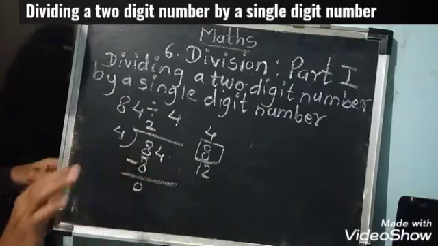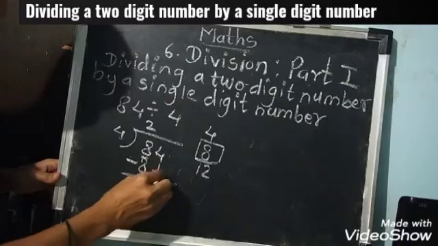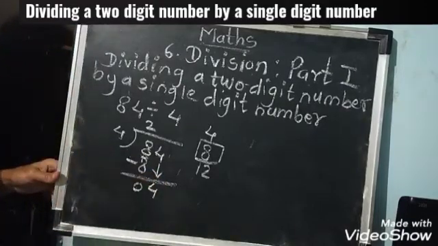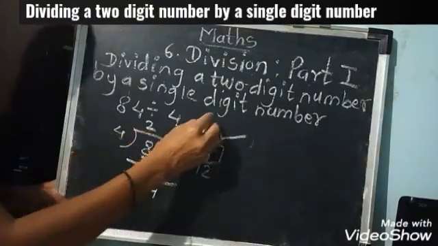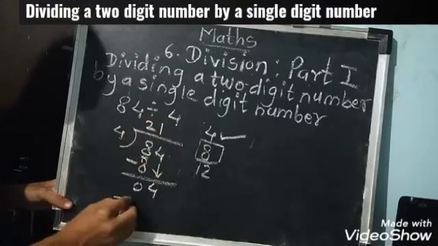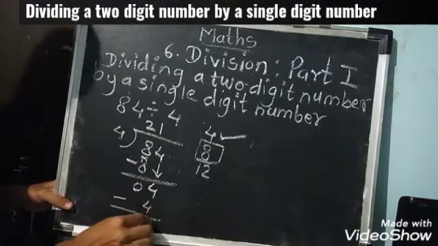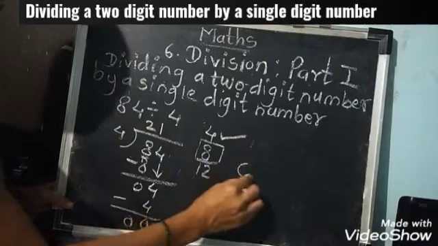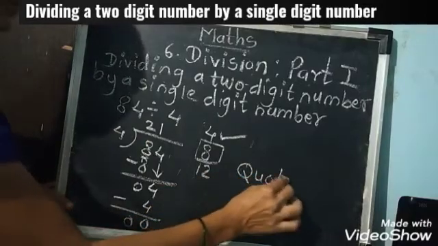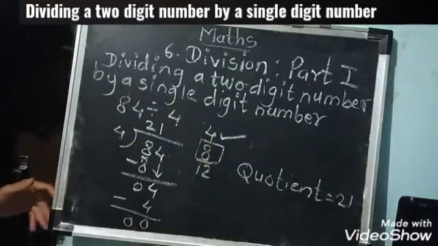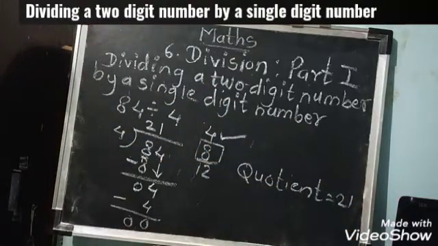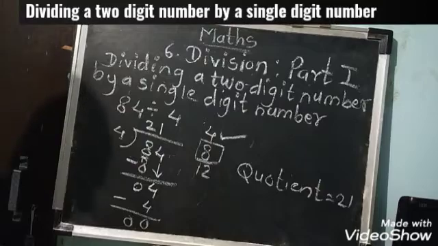Now 8's turn is over. Take 4 down. This 4 we have to take down. Is there 4 in the table? At which place? Here. 4 ones are 4. So write 1 down here. What is your answer? 21 is the answer. Quotient is equal to 21. That is our answer. Okay. Did you understand this method? Very good.